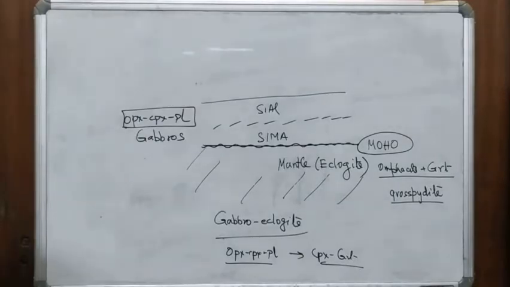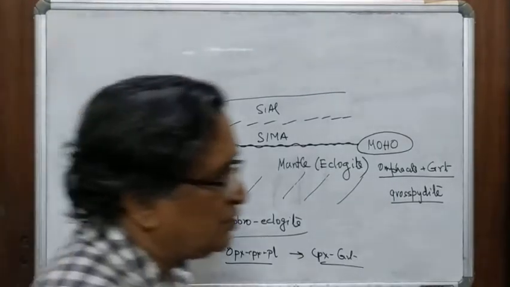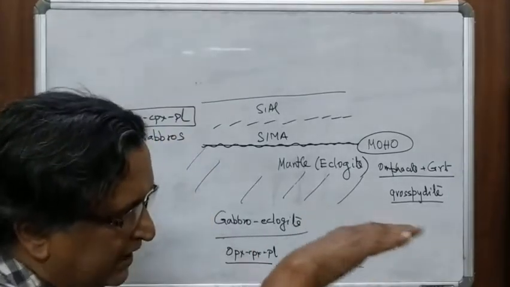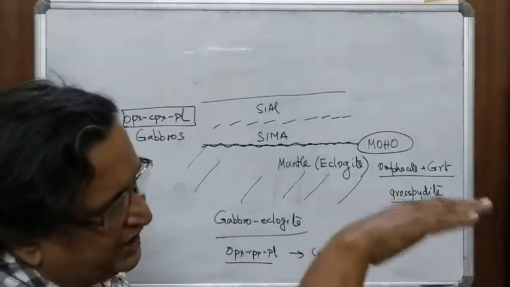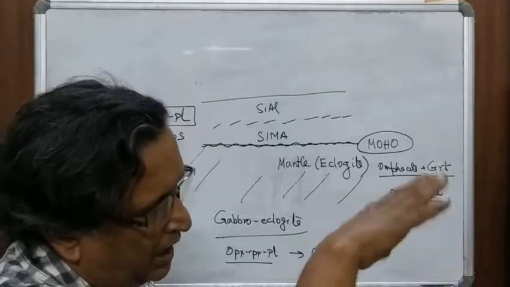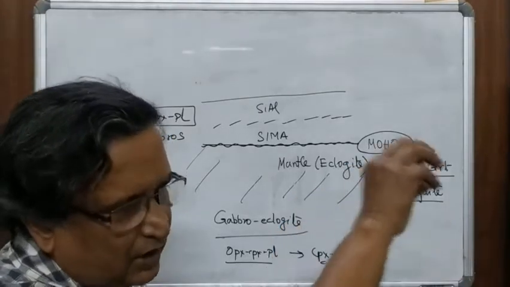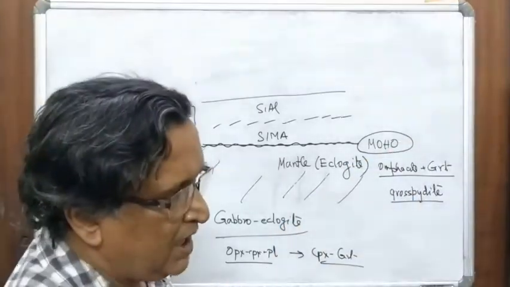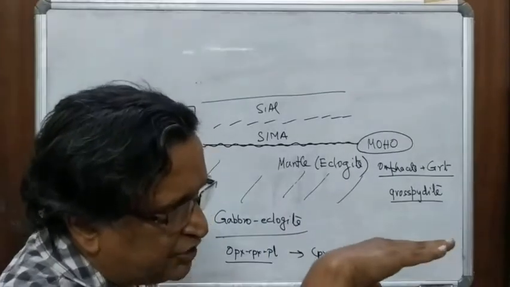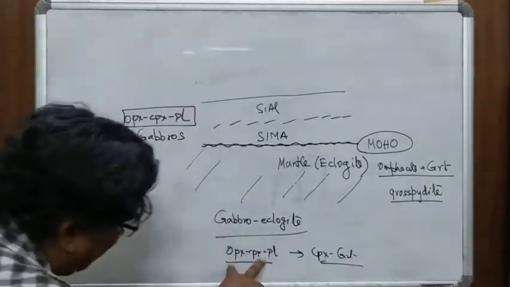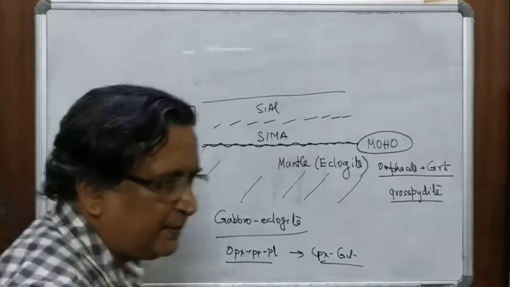But slowly what happens, essentially one was talking about whether the Mohorovicic discontinuity was a chemical boundary, where the chemistry of the rocks changed, or whether the chemistry did not change, and the transition changed from two-pyroxene plagioclase to clinopyroxene garnet.